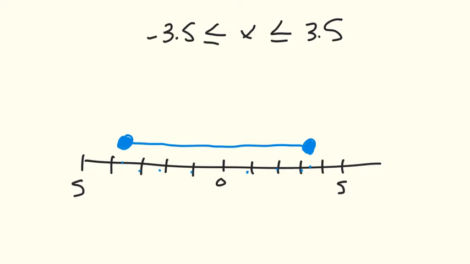So this is a lot like solving absolute value equations. We're still going to split it into two separate inequalities, just like we did before, except instead of having just two answers, like two separate solutions, we're going to have a range of solutions that falls in between two numbers. Let's take a look at another one.